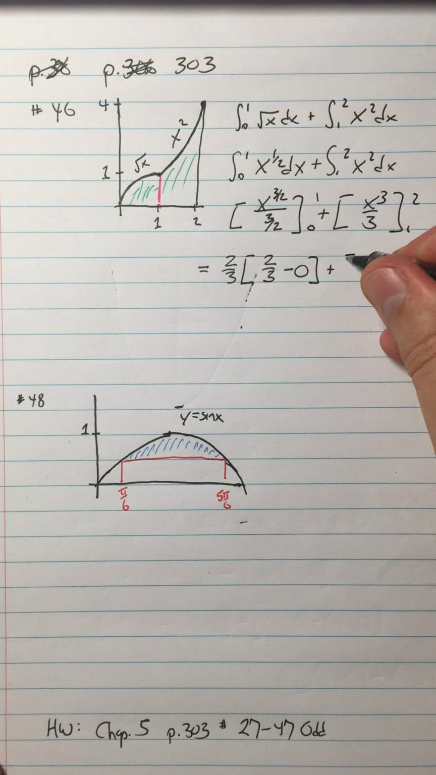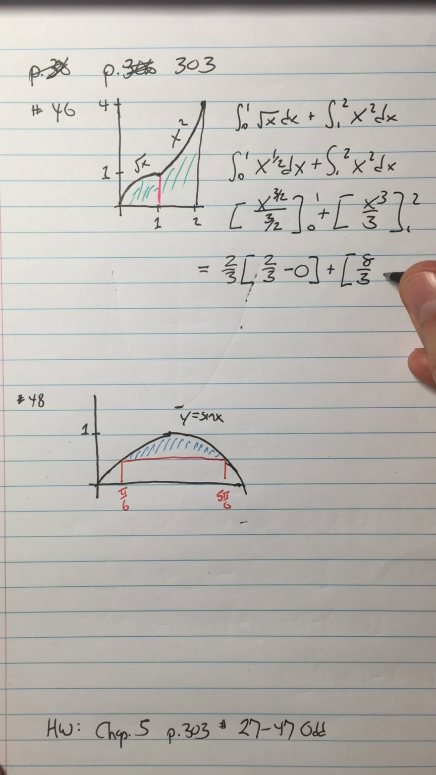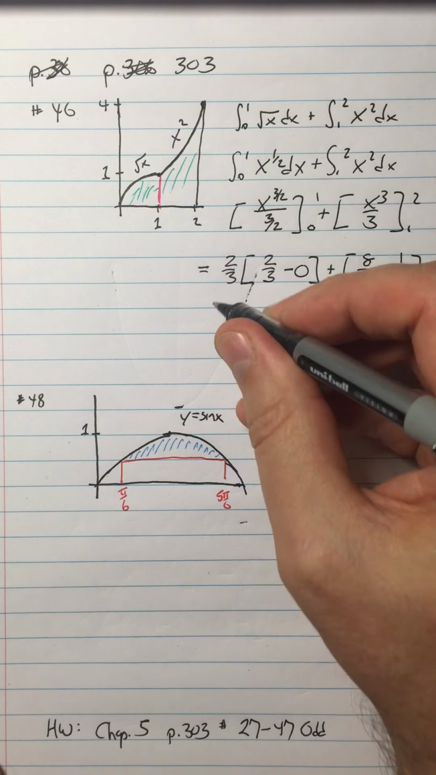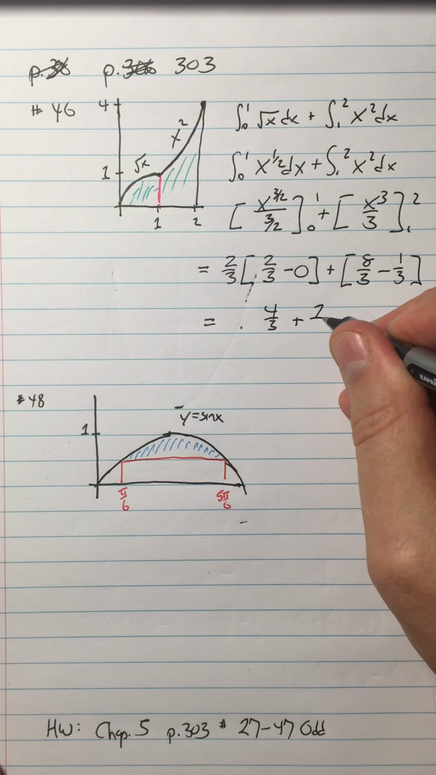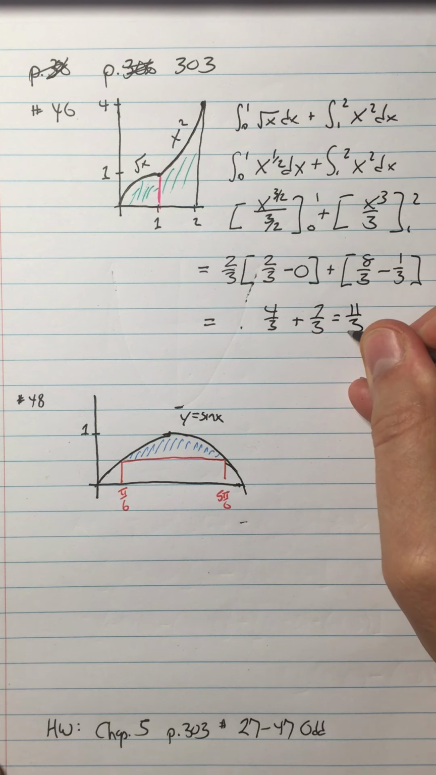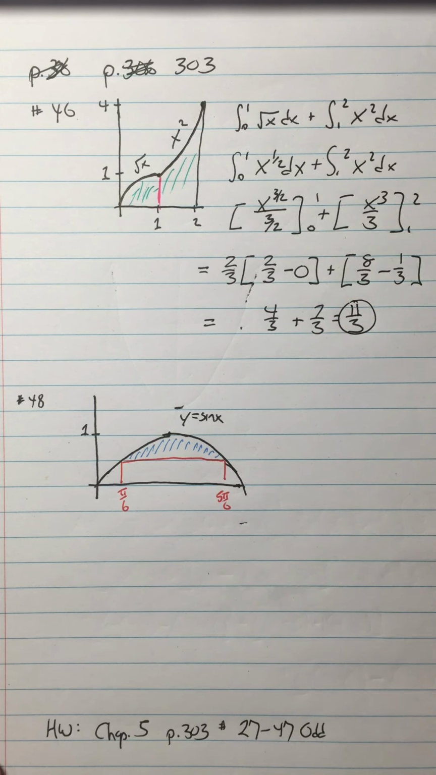All right, and then plus this one, we're going to have 8/3, our favorite number in the world for some reason, minus 1/3. So this is going to give us 4/3 plus 7/3. That area is 11/3. See how quick we can do these things?